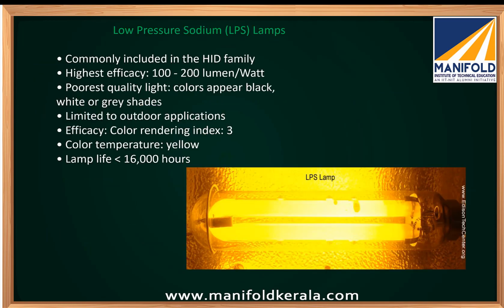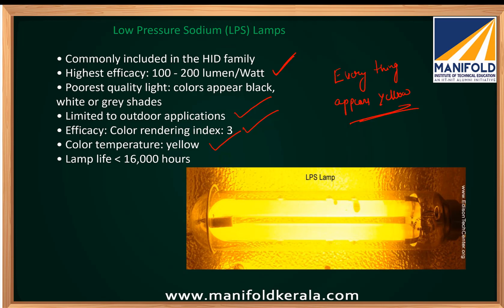Low pressure sodium vapor lamps. It has the highest luminous efficiency out of all of these. Poorest quality of light, because light color appears black and white or gray shades. Limited to outdoor applications. Color rendering index is 3. Color temperature is yellow. So everything appears yellow. Everything appears yellow in the low pressure sodium vapor lamp. So your faces, your skin, table, everything will appear yellow.